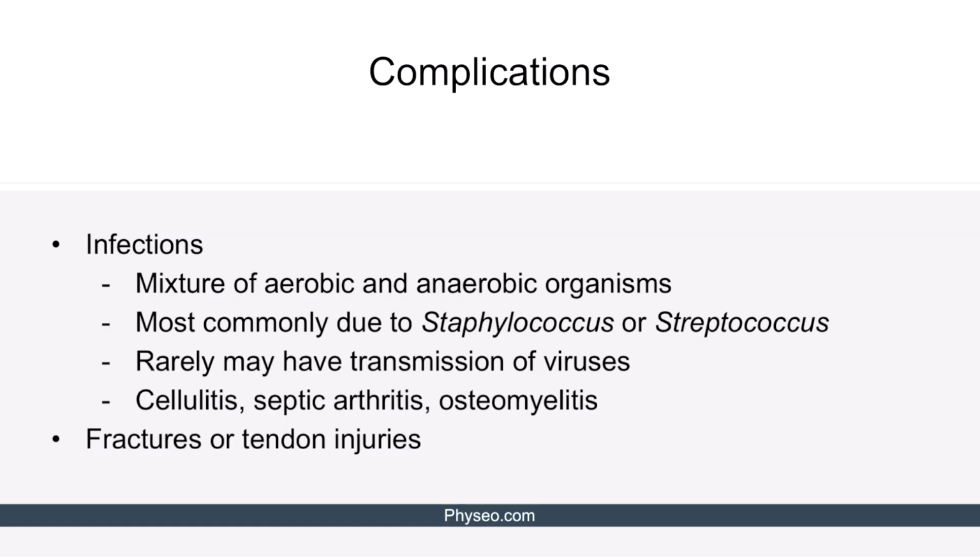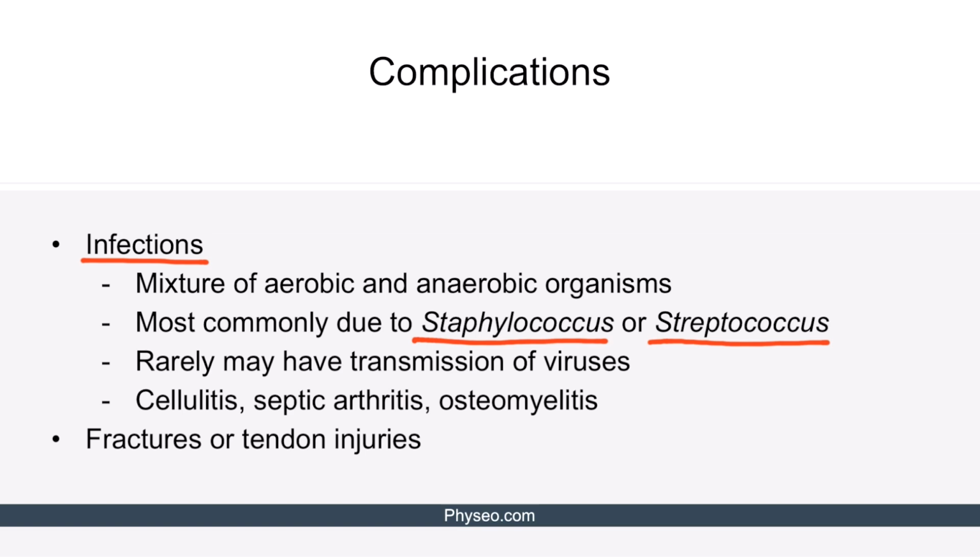Now, the main complication associated with human bites is the same as in animal bites, infection. Infections from human bites are typically a mixture of aerobic organisms and anaerobic organisms, and that's from the oral flora of the person who caused the bite. The most common pathogens associated with human bites are Staphylococcus and Streptococcus, and rarely a human bite may also transmit a virus, but really you're just thinking staph and strep bacteria.